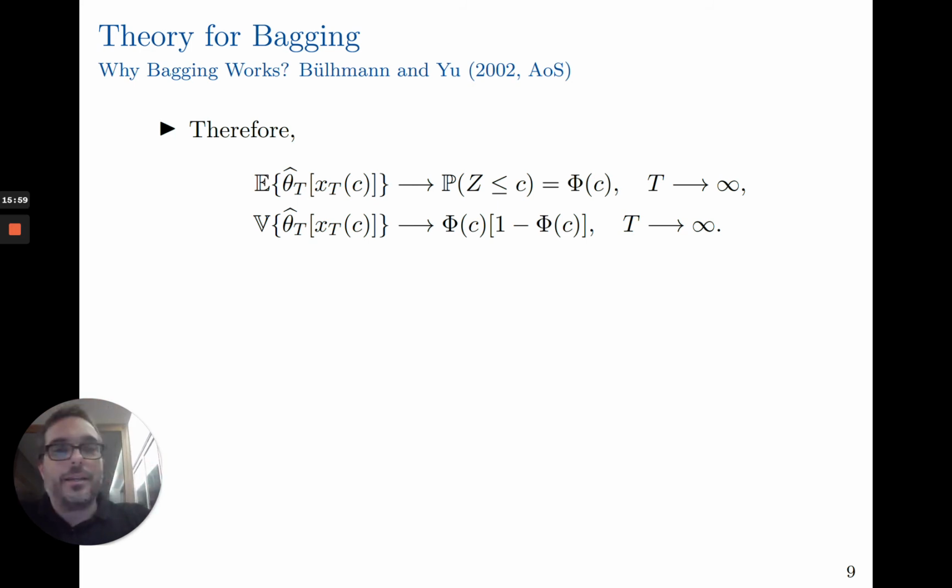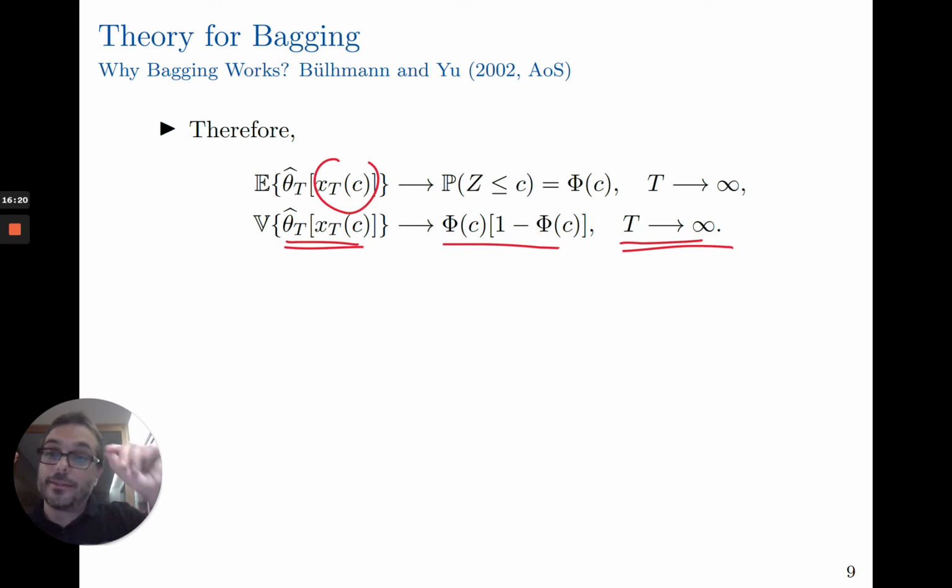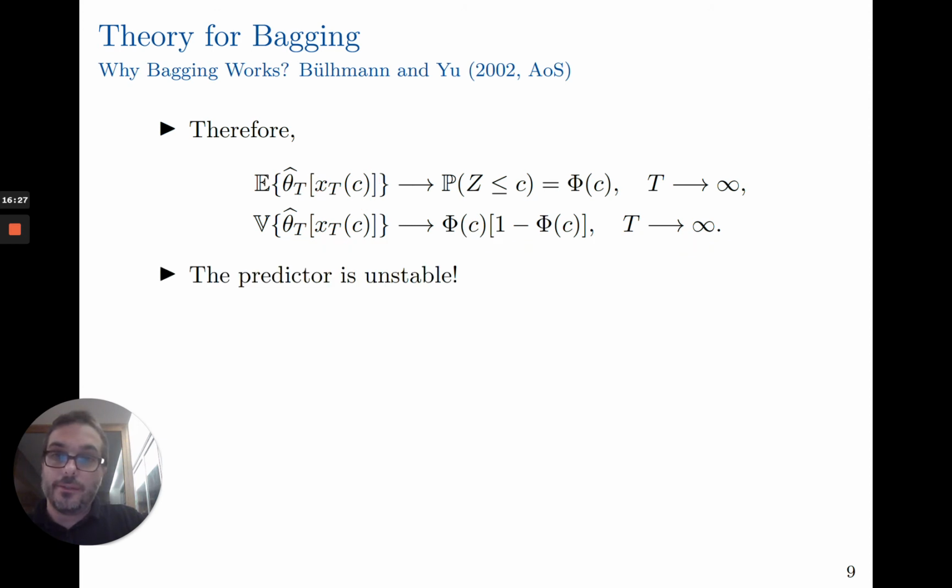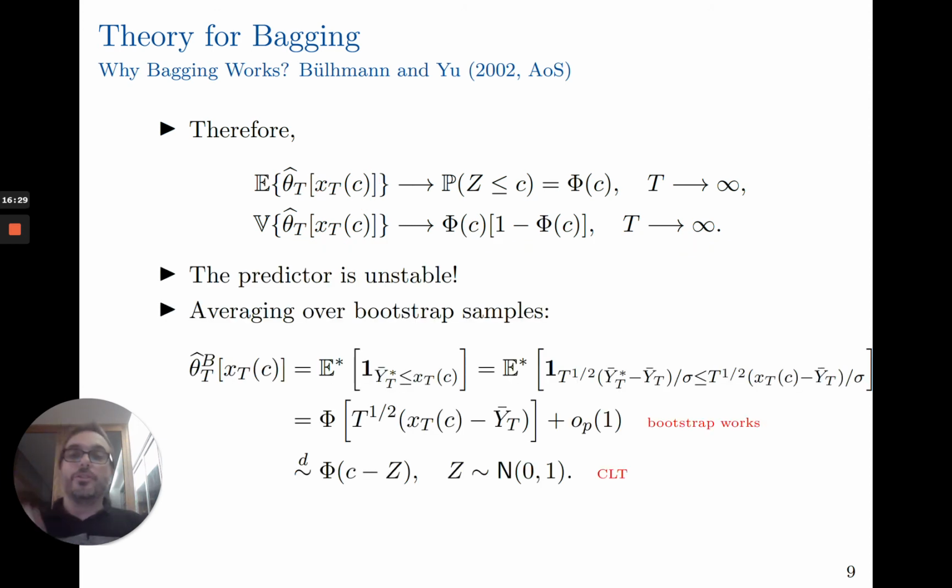So basically, in the limit when t goes to infinity, the variance of our statistic is not vanishing. It's not going to 0. So this estimator, the theta hat evaluated at this point that's really near the cutoff, is unstable. Okay? So let's see how bagging can help us here. The predictor is unstable, so now let's think about averaging over bootstrap.